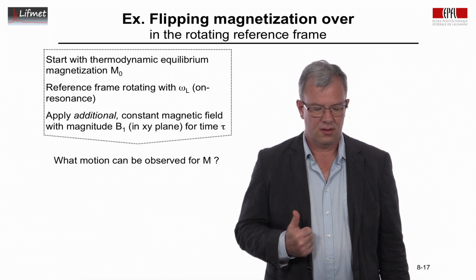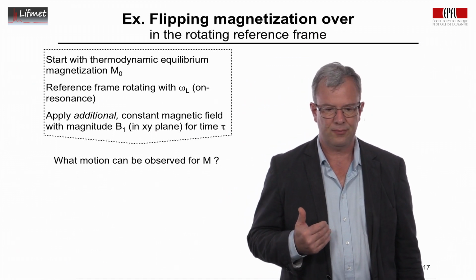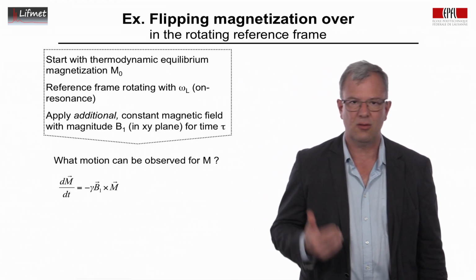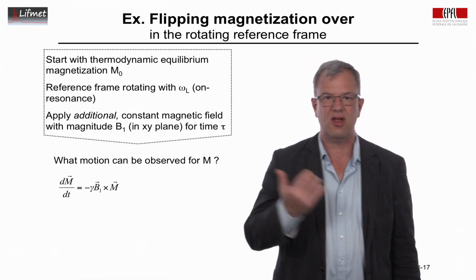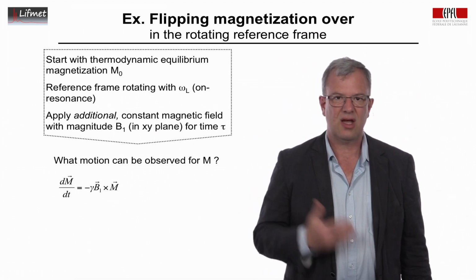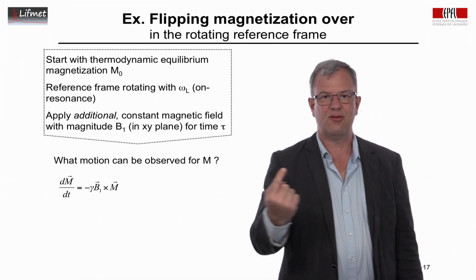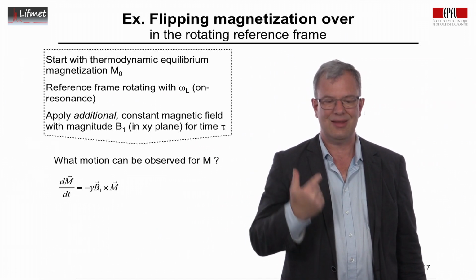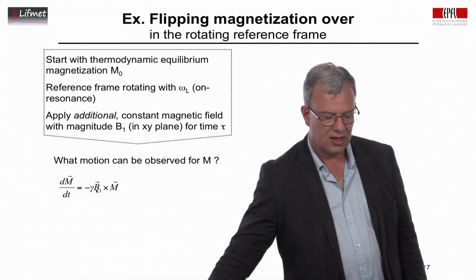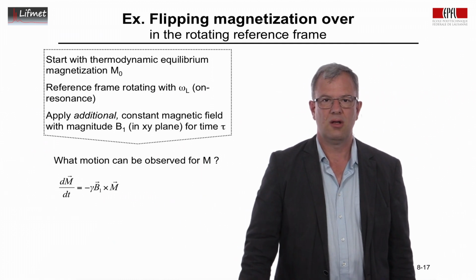So question, what motion can we observe for the magnetization in our rotating reference frame? Well, let's look at the equation of motion. We have said it is always the same. The derivative of the magnetization is equal to minus gamma, the magnetic field, times the magnetization, where the times here is the vector product. Now, since we are in the reference frame that rotates with a Larmor frequency, the B0 term does not exist in the equation, and we've said the B1 here is constant. It is in the transverse plane, so it's perpendicular to B0.